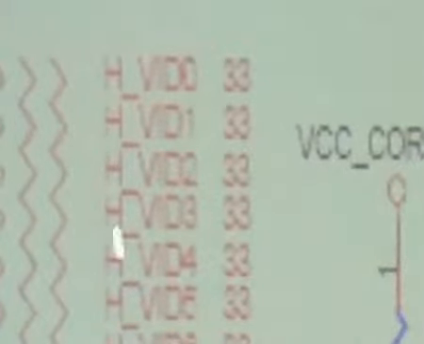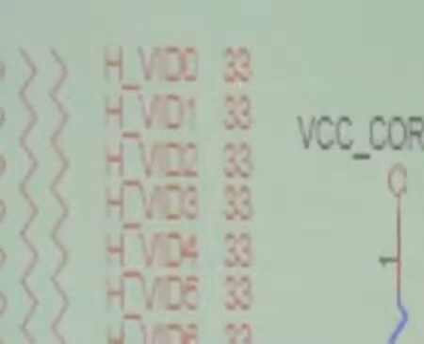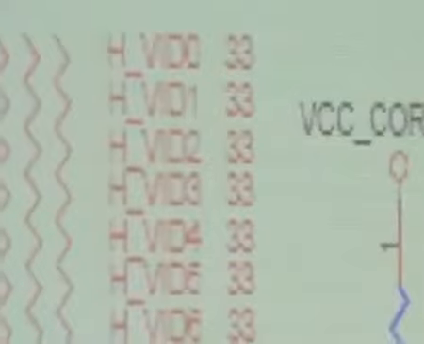These VID values are on page number 33. Go to page number 33. This will be the page of voltage regulators. See, VID is coming to the main voltage regulator, the main CPU voltage regulator. This signal is coming over here. This is the main core voltage.